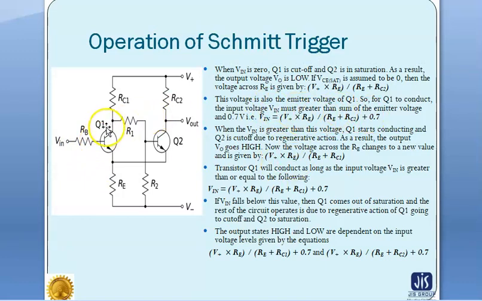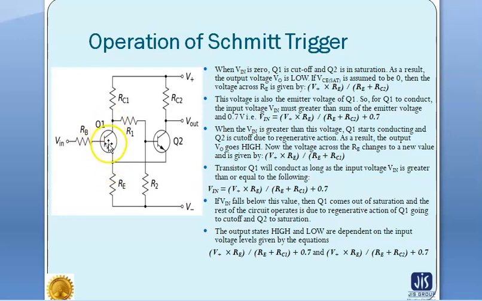Now, to conduct this transistor Q1, the input voltage must be greater than the summation of the voltage at this point plus the base to emitter voltage drop, that is 0.7. So when the input voltage is greater than this total voltage, then the transistor Q1 will start to conduct.